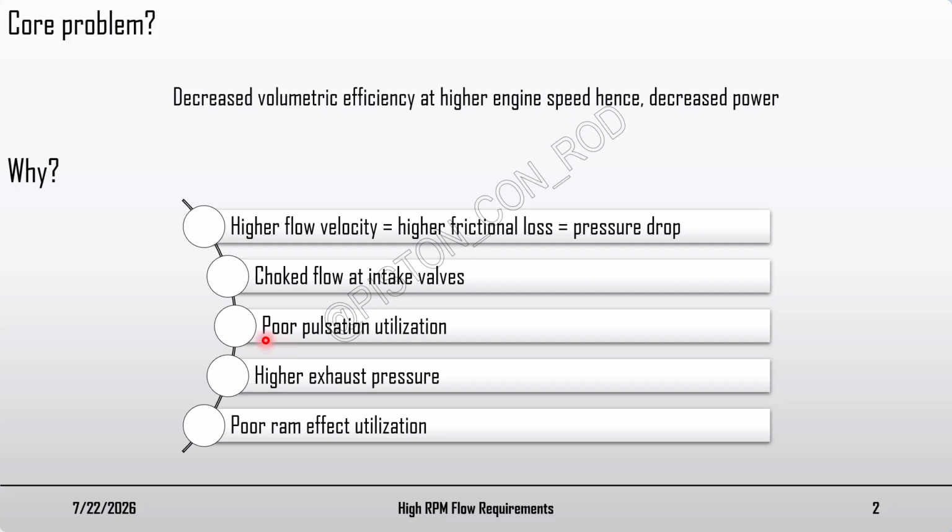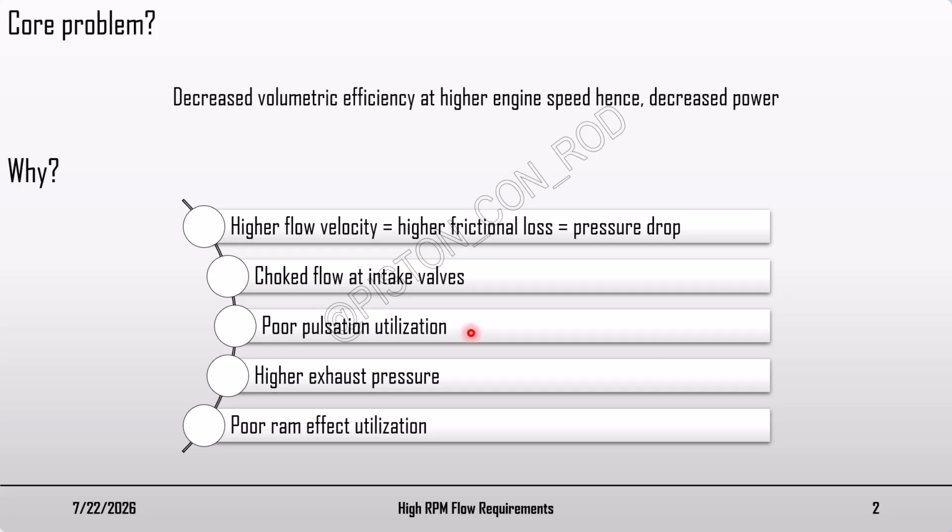The third one is poor pulsation utilization. We have another phenomenon called pulsation. When intake or exhaust valves open, there is pressure pulsation going through the intake system. And when the pulses reach certain points in the intake system, like an abrupt cross-section increase, they reflect back and come back to the engine.